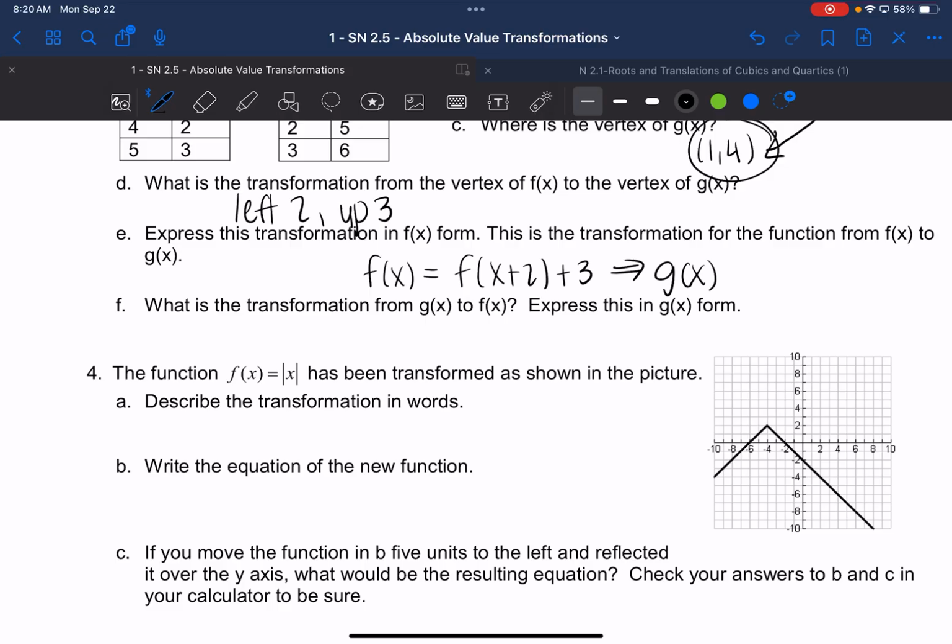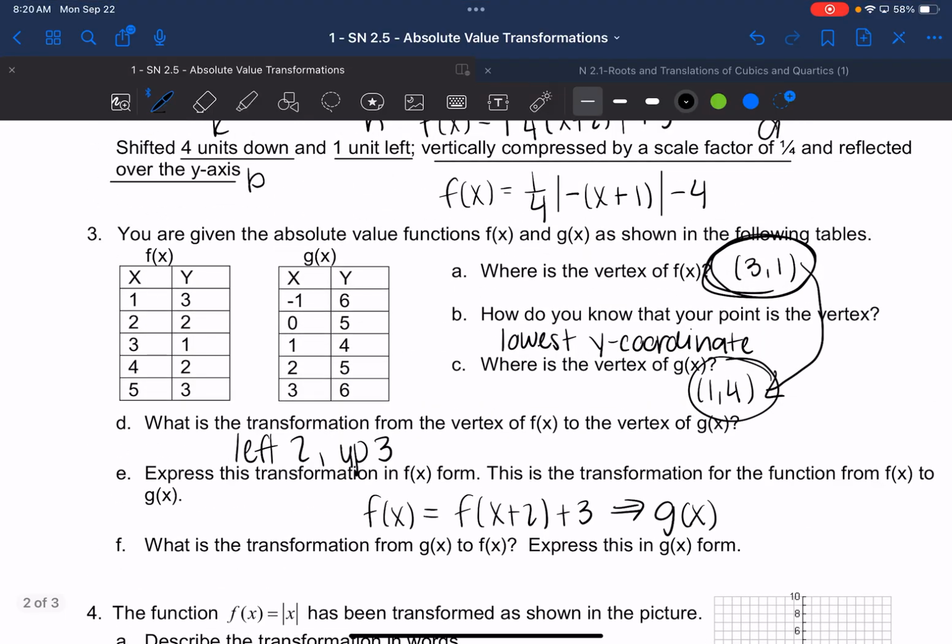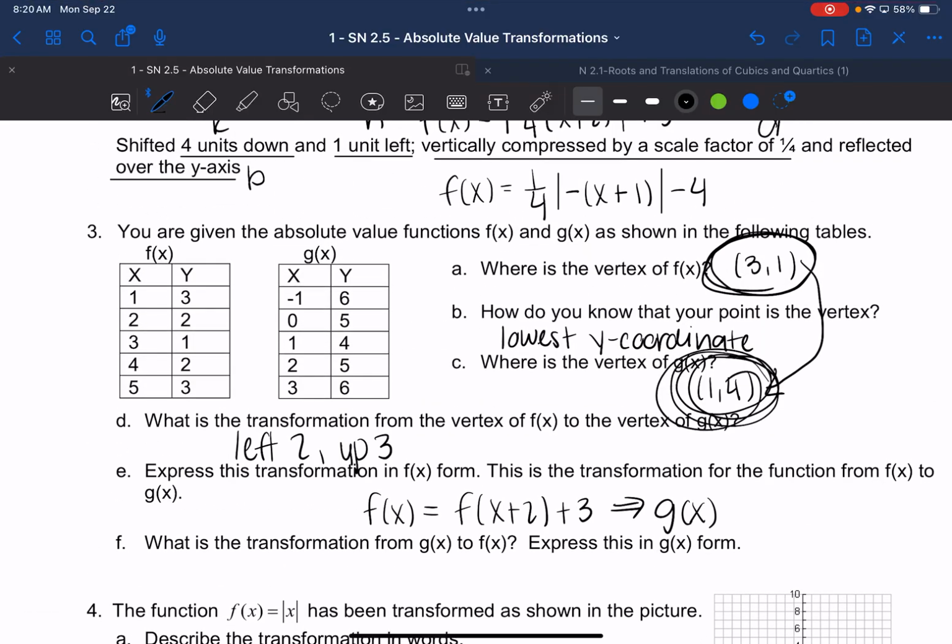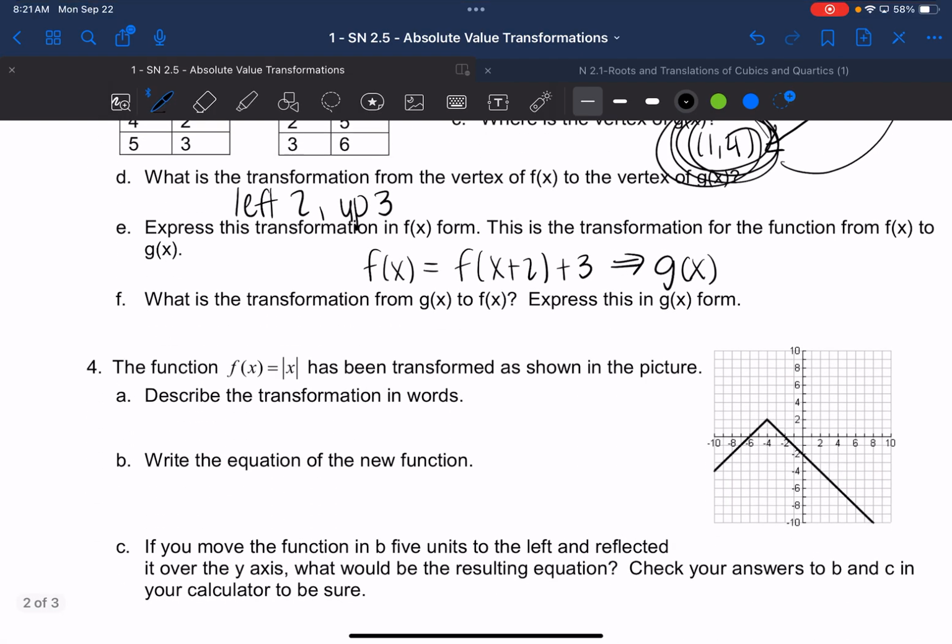Okay? Part F asks the same thing, but in reverse. So now they're asking, how could we have gone from (1, 4) to (3, 1)? So how would we have made that happen? To the right, and, okay. So here, the way we would express that would be to say that if we go 2 to the right, in that parenthesis, I'm going to put minus 2. And to show that we went 3 down, we'd also put a minus 3, right? And that should get us to f of x.